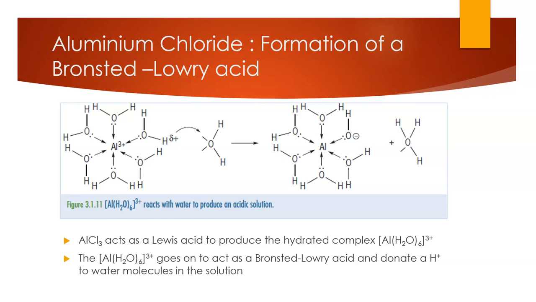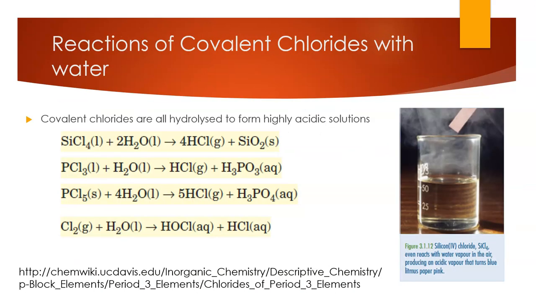When the complex is formed, the hydrated aluminium ion that we see with the 6 water molecules around it, one of those water molecules is able to donate a H+, leaving the hydrated complex having donated a proton. So this means that it will have more H3O+ in solution, so it has acted as a Bronsted-Lowry acid in this case.